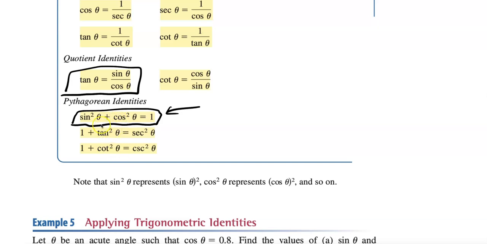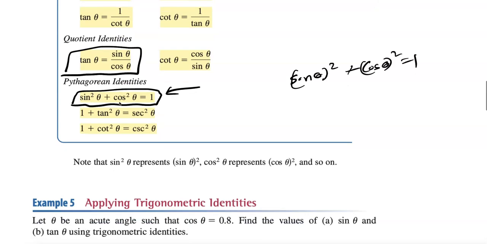Also note, anytime you see a square like this, it means this, right? So sine squared theta is the same thing as sine theta, quantity, squared. So this one is the same thing as sine theta squared plus cosine theta squared equals 1. We just write it this way because it's shorter. We don't want to have to write the parentheses all the time, so it means the same thing.